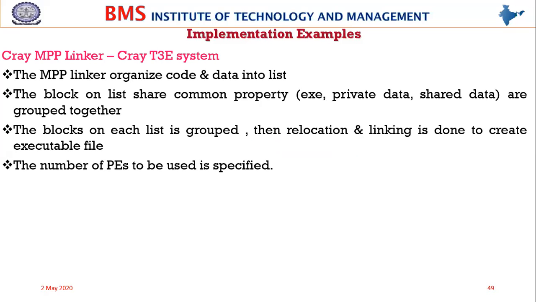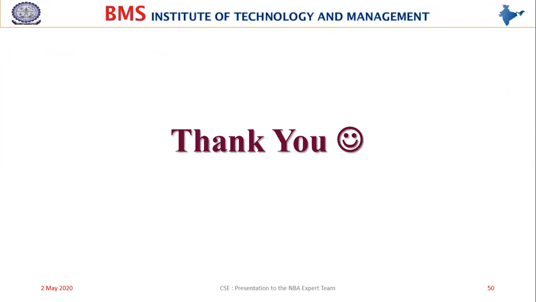Whether you divide the code, data, and private data between 5 processing elements or 10 or 16 has to be specified during execution, and that will be decided either by the programmer or by the runtime environment, which chooses the number of processing elements for execution. This is the end of our module 2, loaders and linkers. So we shall stop here.